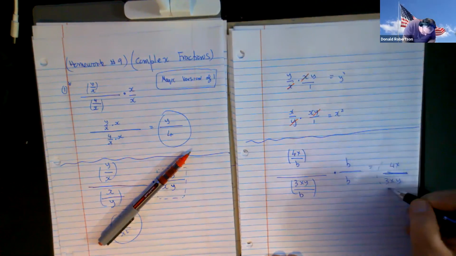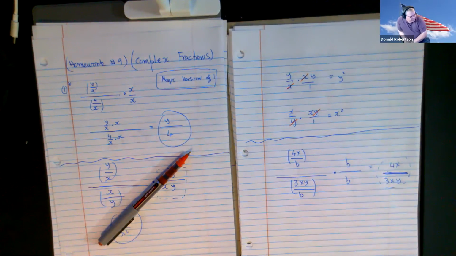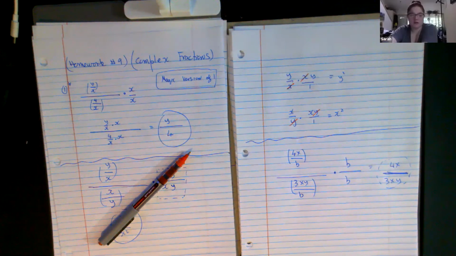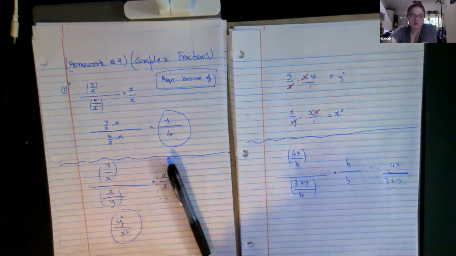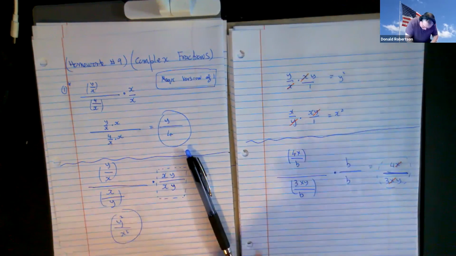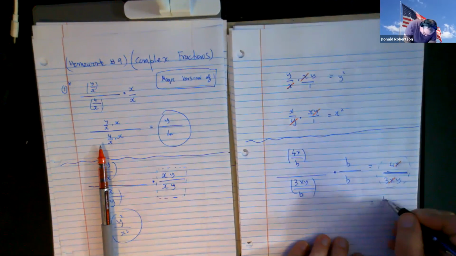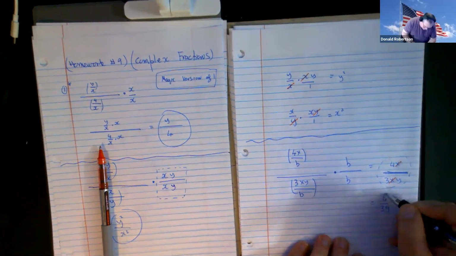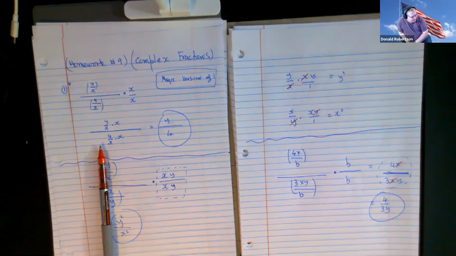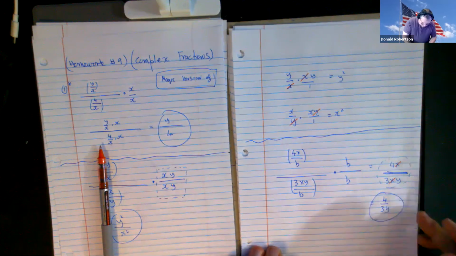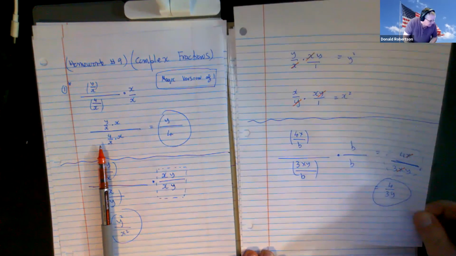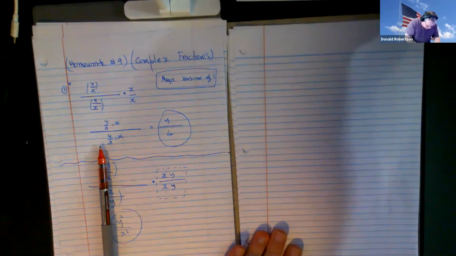Now, look at our new guy. Isn't he much prettier than the guy we started with? And most of the time, you're finished, but not all of the times. Can I do any cancelling on this new fraction? The x. And if I cancel this x out with this x, doesn't our answer become even prettier? Now we're finished. Okay, I'll put that over here.